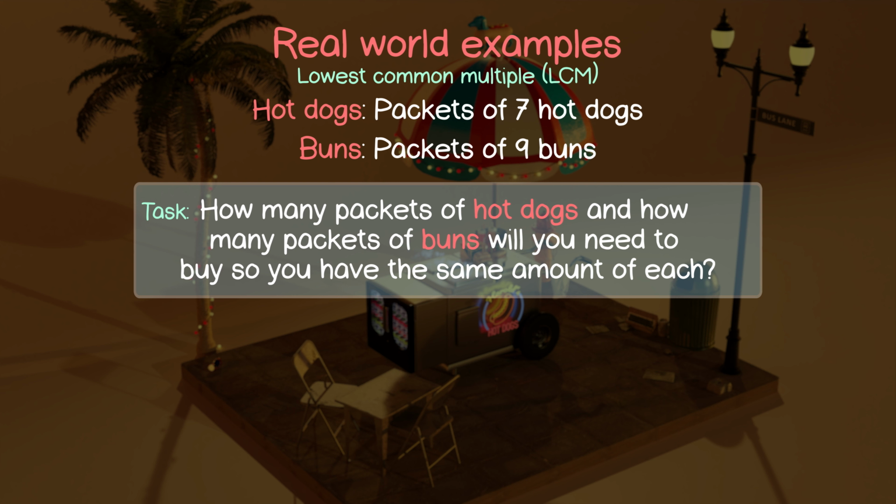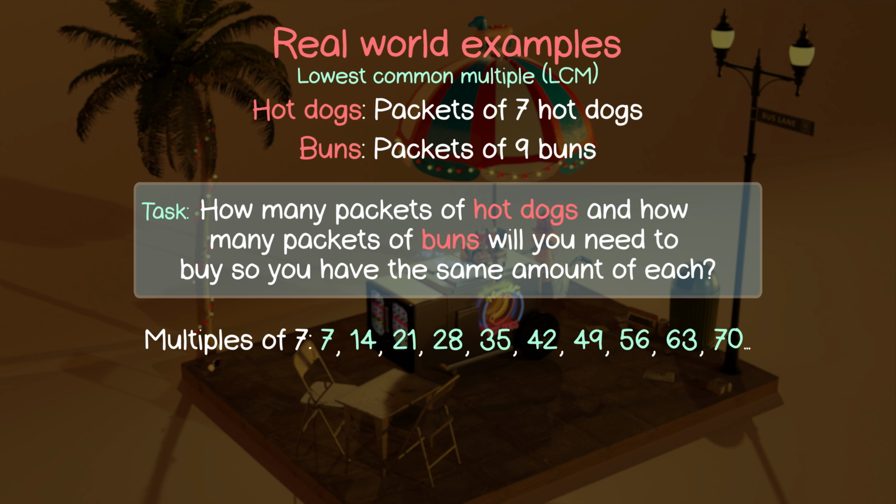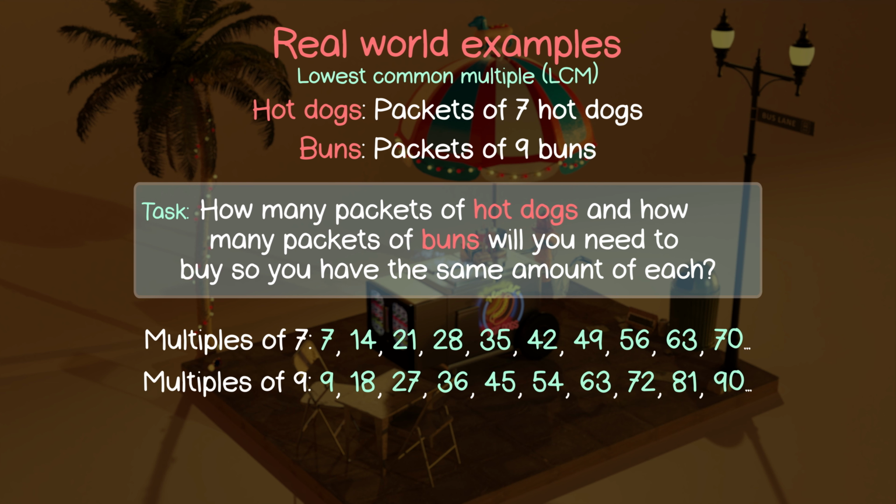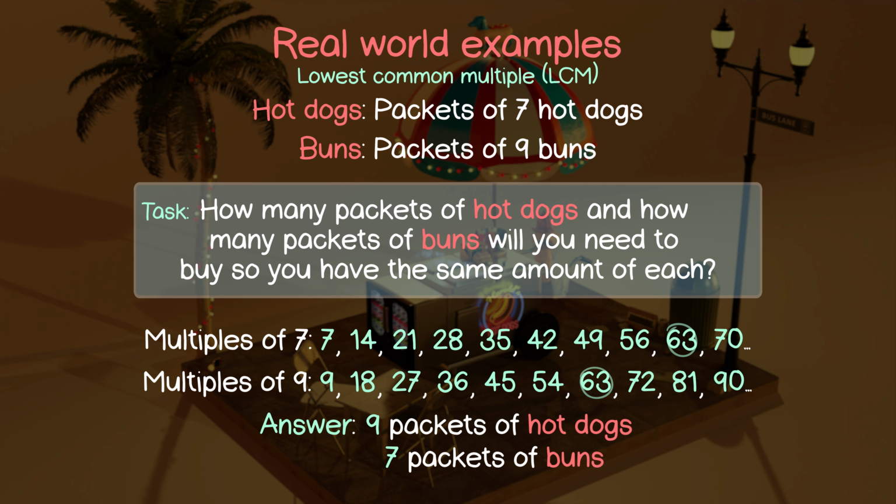So first, let's list our multiples of 7 and 9. And now we look for our lowest common multiple, and we find that to be 63. So it's going to take 9 packets of hot dogs to get 63, so we buy 9 packets. And it's going to take 7 packets of 9 buns to get 63. So now we have exactly the right amount of hot dogs and buns to make 63 for our customers without wasting any money for our business.